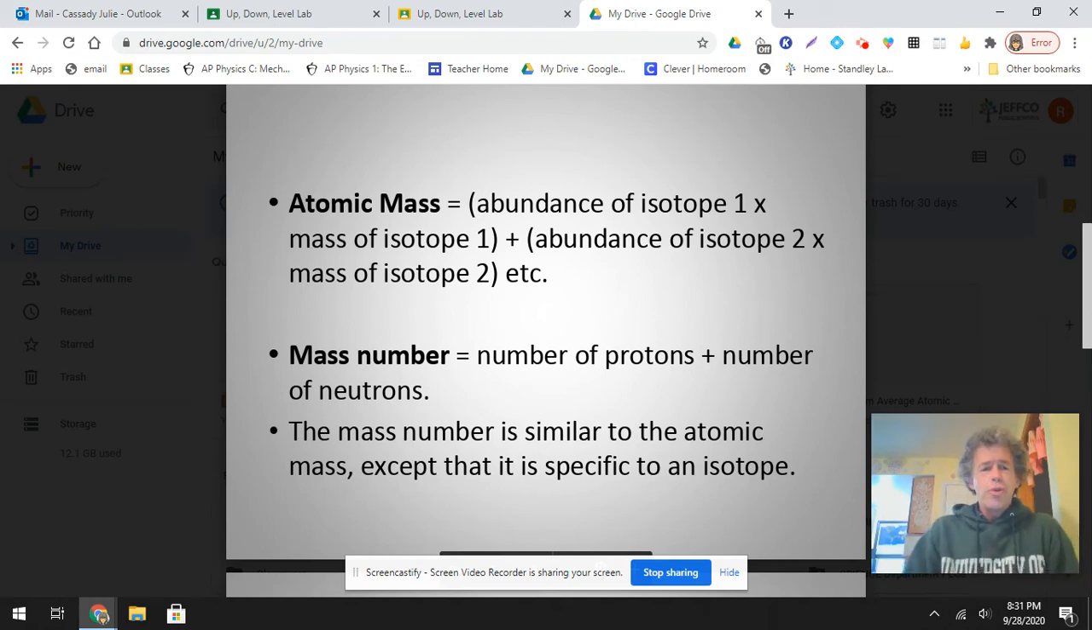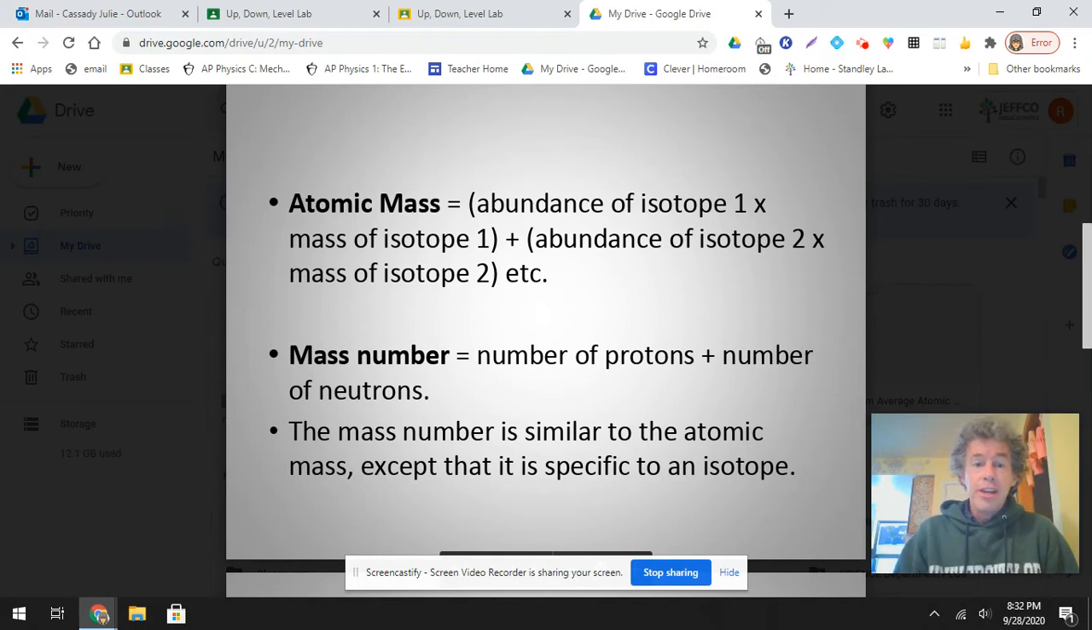There are actually two ways to look at the mass of particles or elements or atoms. One is the mass number, which is the number of protons plus the number of neutrons in a particle. It's similar to the atomic mass, except it's specific for each specific atom or isotope. When we look at the periodic table, we're actually looking at a number called the atomic mass, which is a weighted average of the different isotopes that are found for that element.